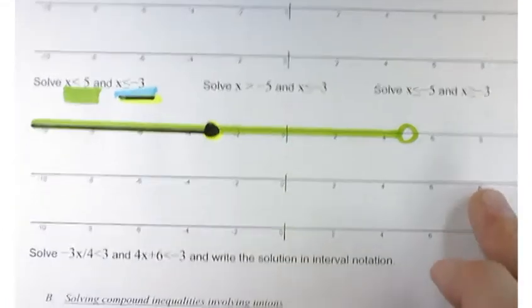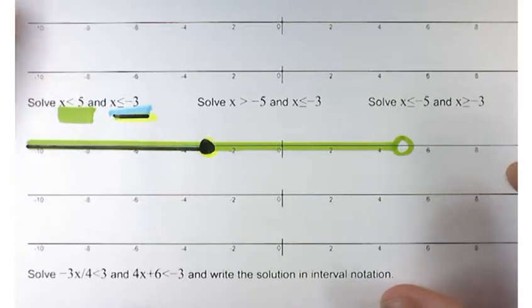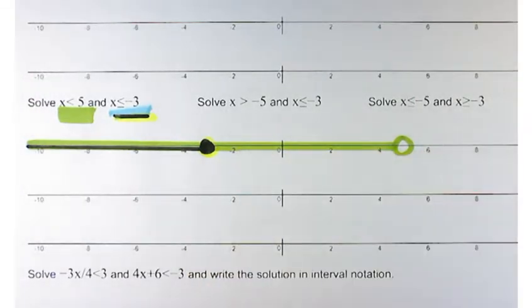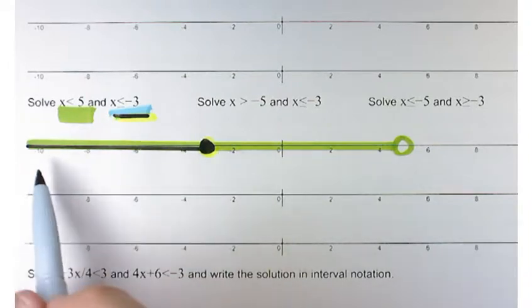Now keep in mind what you're looking for is where things overlap, where they intersect. So where do they overlap or intersect? Yeah, they're overlapping here. Everything less than or equal to -3.